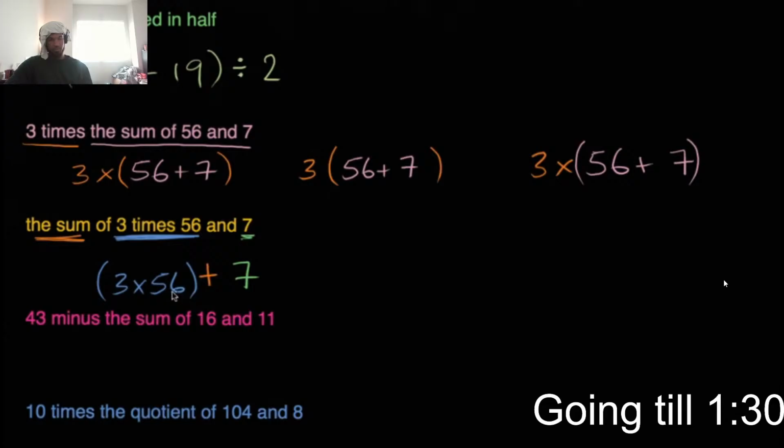Now it's always good to write the parentheses. It makes it a little bit cleaner, a little bit more obvious. I'm going to take the 3 times 56, do that first, and then add 7. But based on what I just told you, the standard way, if someone were to just write 3 times 56 plus 7, let me write it, 3 times 56 plus 7.